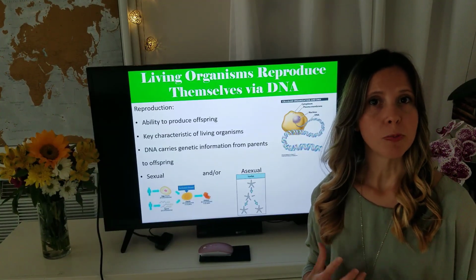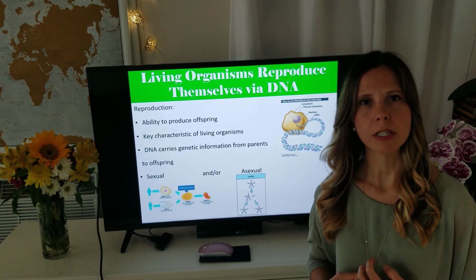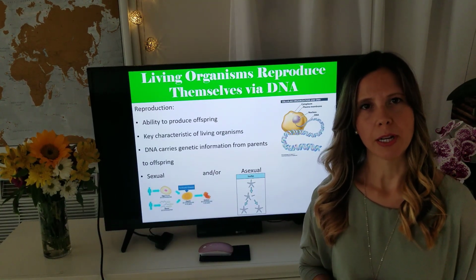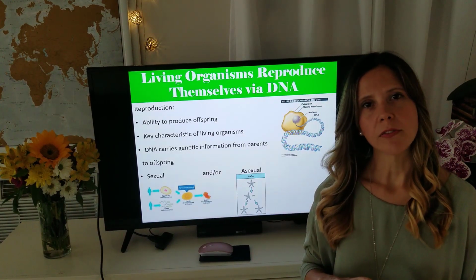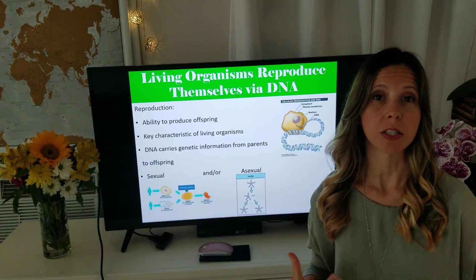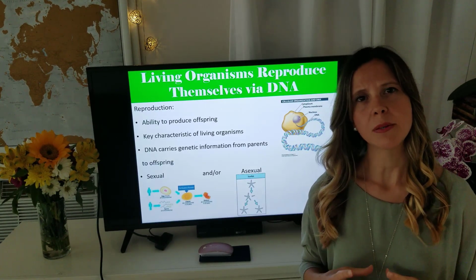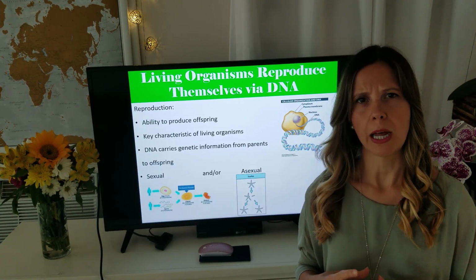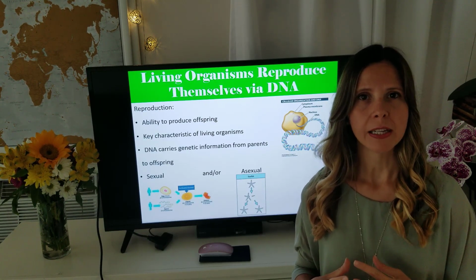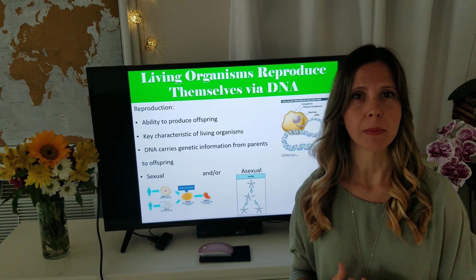Reproduction is the ability to produce offspring, and this is a key characteristic of living organisms. DNA plays a vital role in reproduction. It houses all the genetic information needed to form the organism, allow the organism to function, and ultimately reproduce. DNA is a molecule that really unifies all life. All organisms are using DNA, and in fact, they're reading that DNA and producing proteins in a similar way.